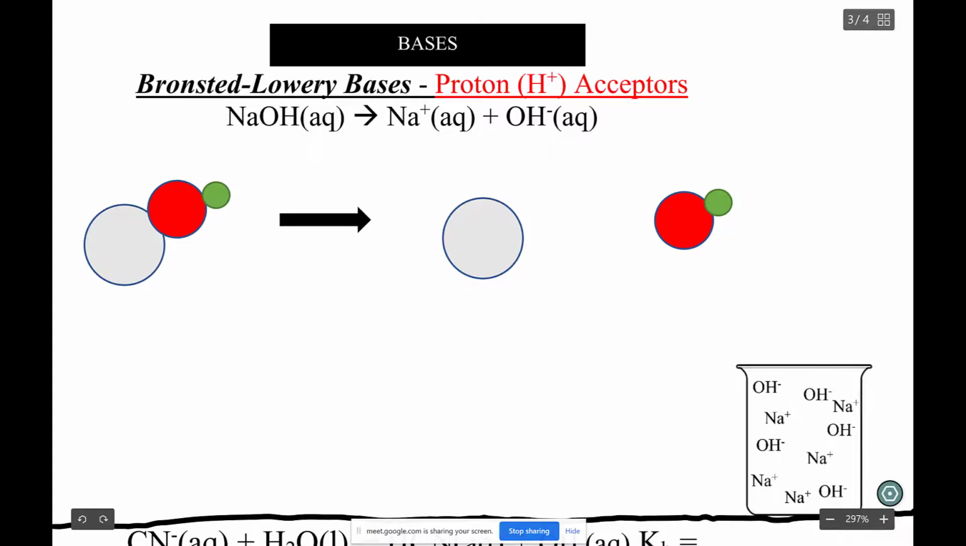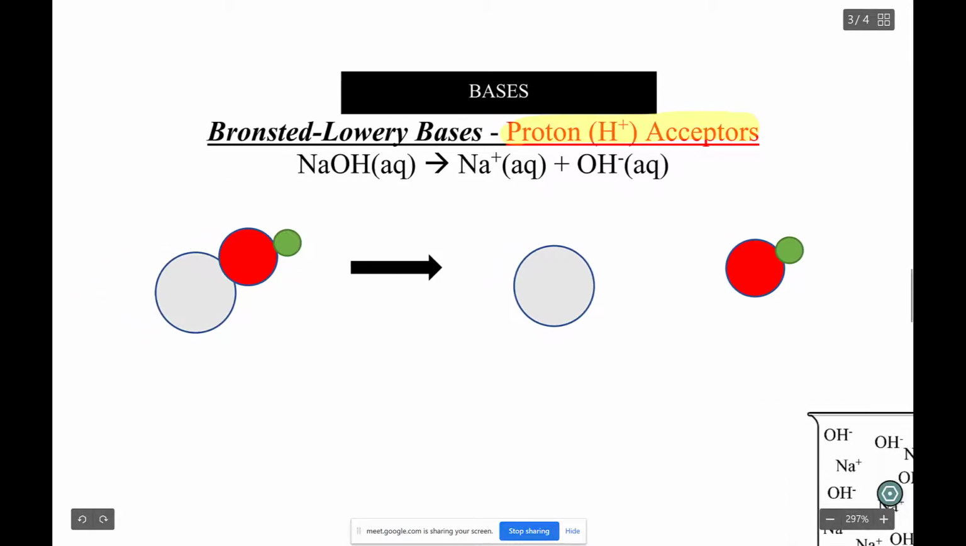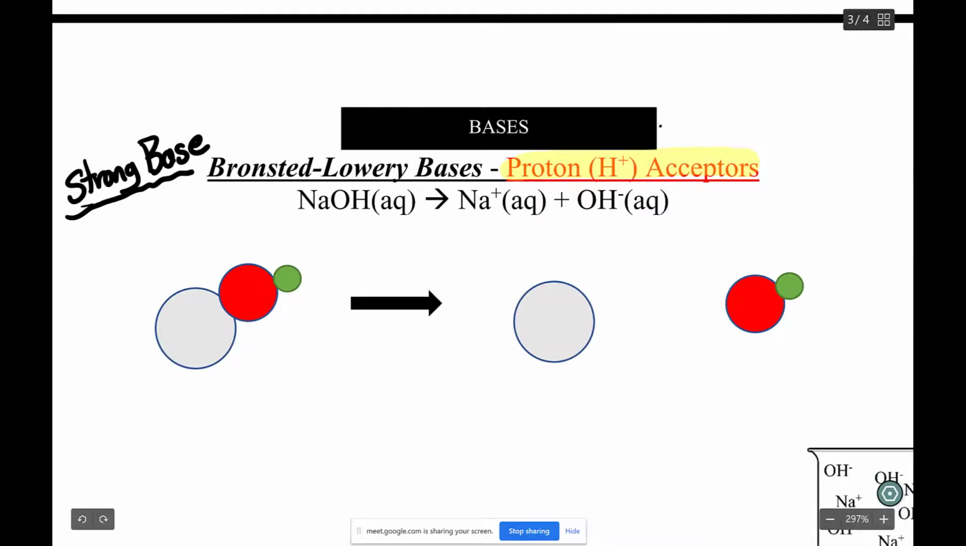Moving on to bases, we are going to look at a Bronsted-Lowry base, which is called a proton acceptor. Now, the definition of a proton acceptor doesn't really apply to a strong base such as sodium hydroxide, which doesn't actually accept a proton. It actually just dissociates to form hydroxide. So please remember that what a base is, is hydroxide.